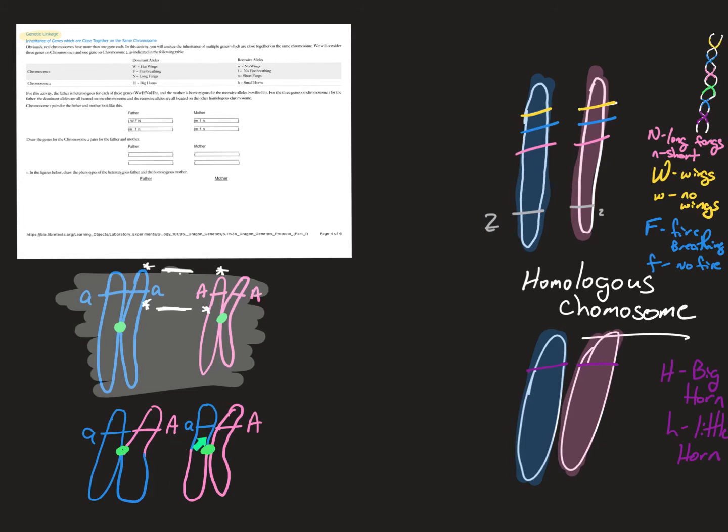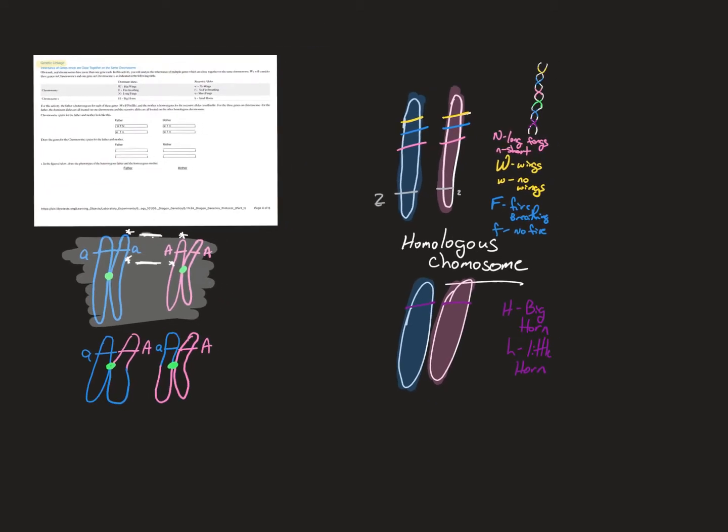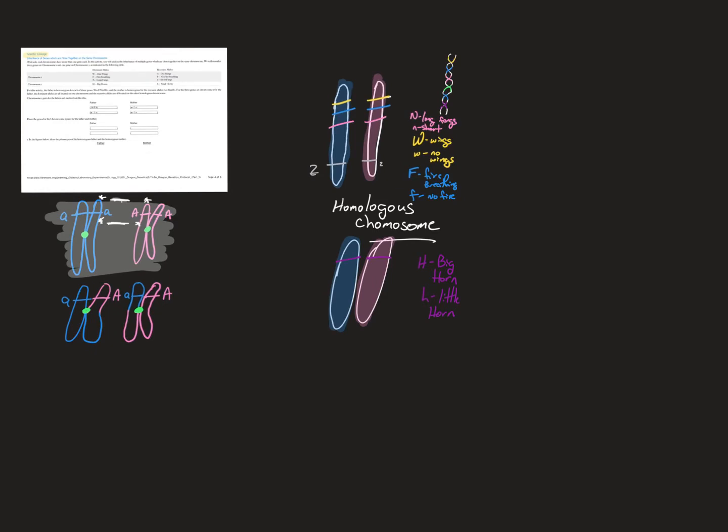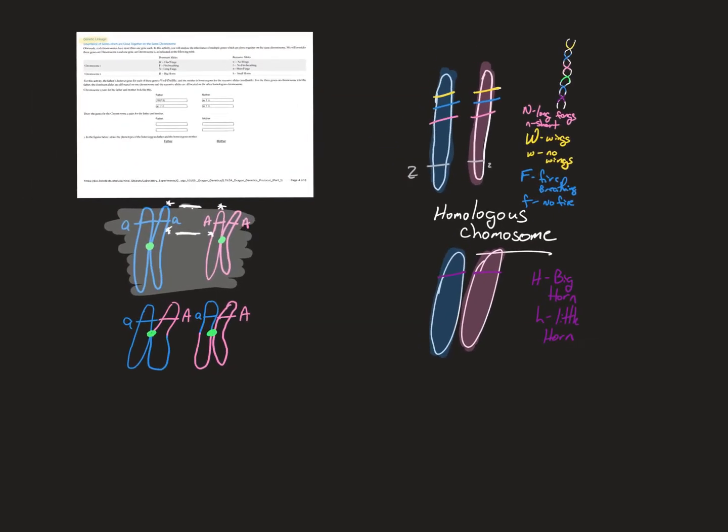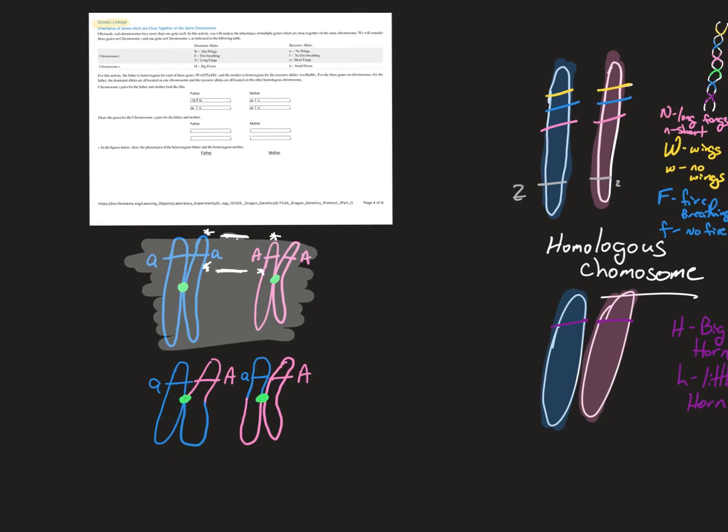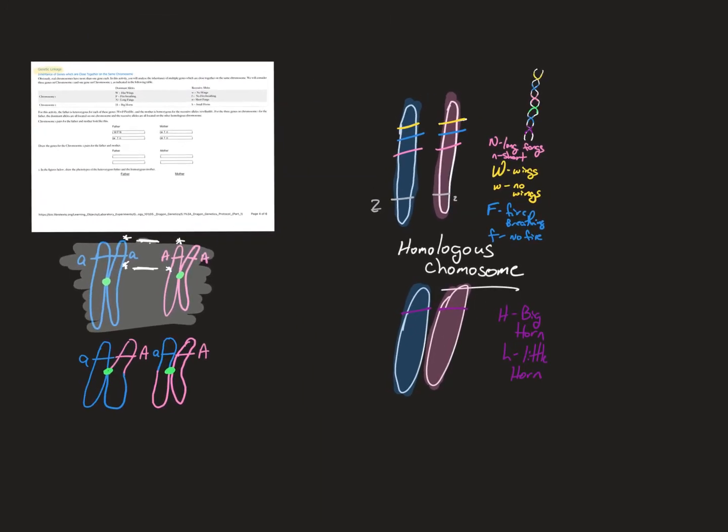at least on one of the two sister chromatids, and when they switch, then they're no longer traveling together, so they're no longer linked. So there's different percentage linkage. The closer the genes are on the chromosome, the more linked they are. So you have to think of linkage as all about how close these genes are to each other.